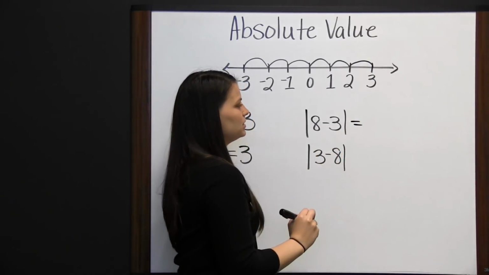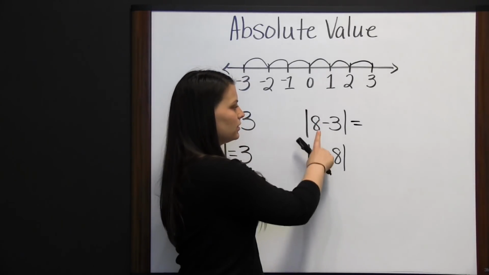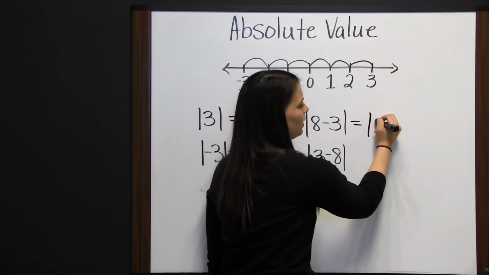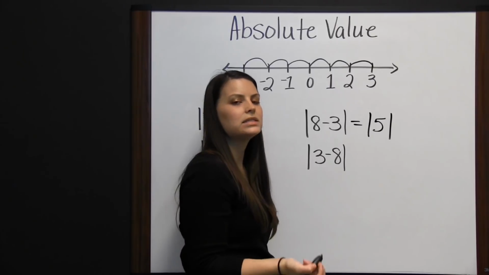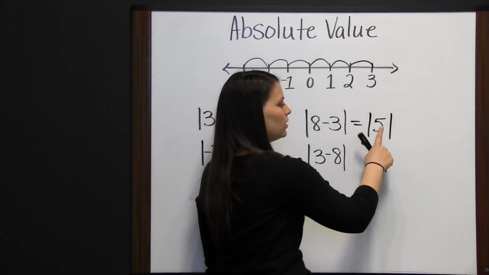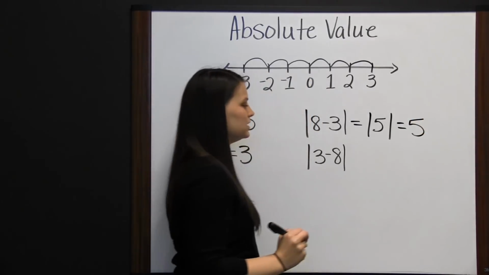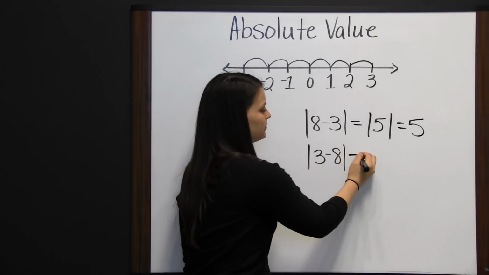Let's see how that happens. Start on the inside finding your difference. 8 minus 3 is 5. So we have the absolute value of 5. And again, absolute value is the distance from 0. 5 is 5 places from 0. Now we'll look at the difference switched around.